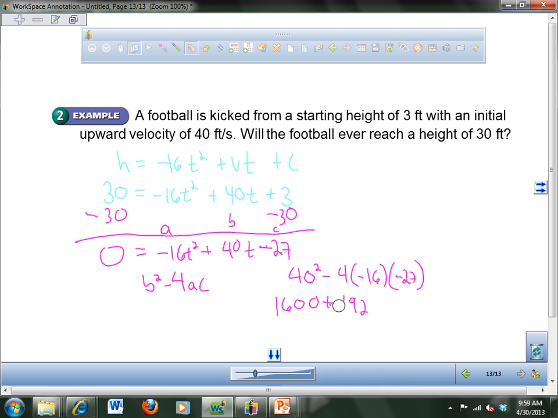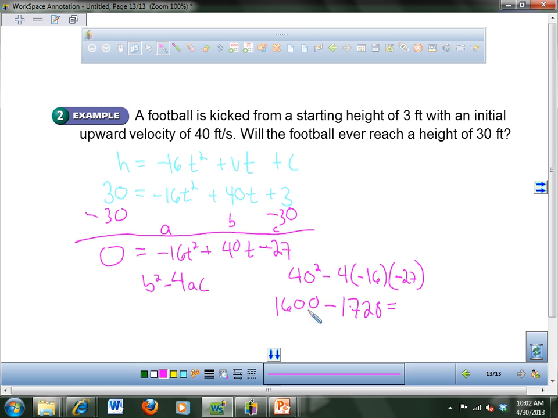So now I'm not smart enough to multiply those numbers in my head. So I'm going to grab my calculator. You can grab a calculator. Blake's going to do it for me. 4 times 16 times 27. What do you get, Blake? 1,728. Thank you. And it's negative because I have a negative times a negative times a negative, right?